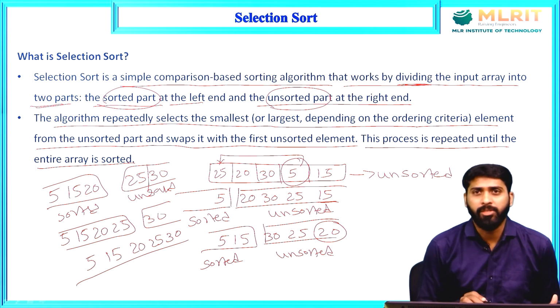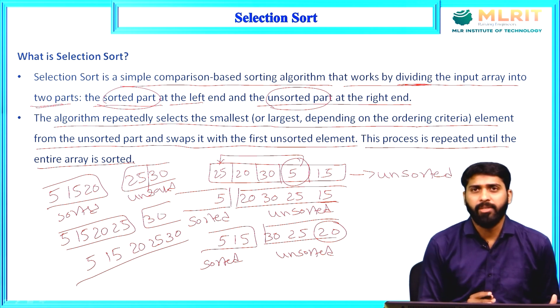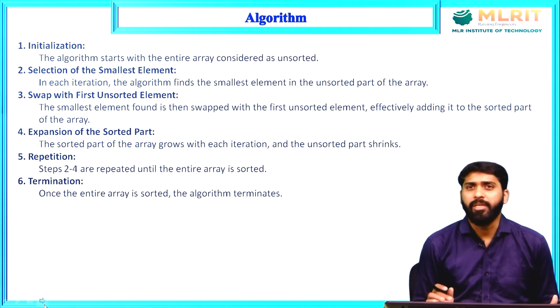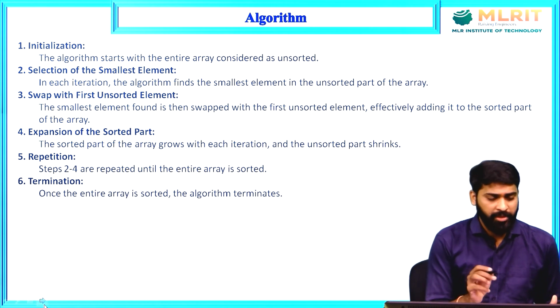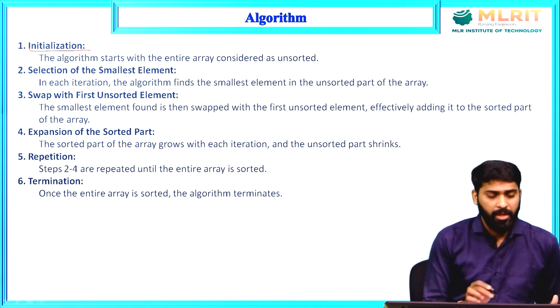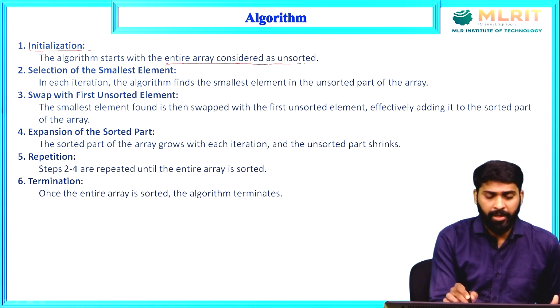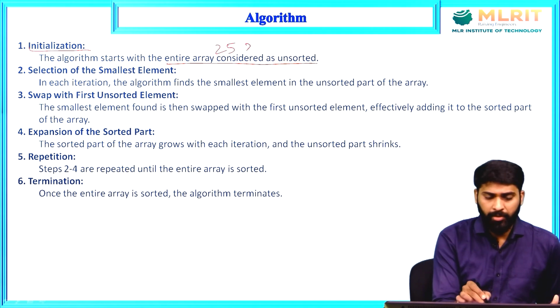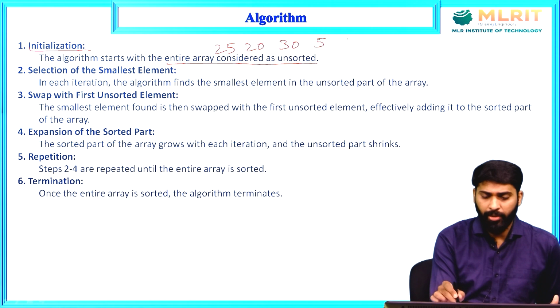In this selection sort, we divide the array into two parts: one is sorted, another one is unsorted. In this algorithm, we repeatedly select the smallest element from the unsorted part and swap it with the first unsorted element. This process is repeated until the entire array is sorted. Now we see the algorithm. Step 1 is initialization. The algorithm starts with the entire array considered as unsorted. In our example, 25, 20, 30, 5, 15.